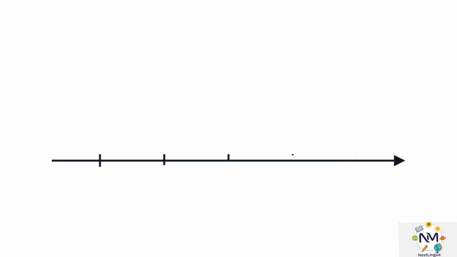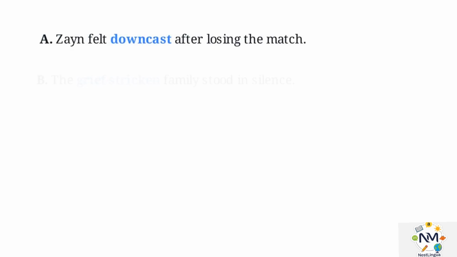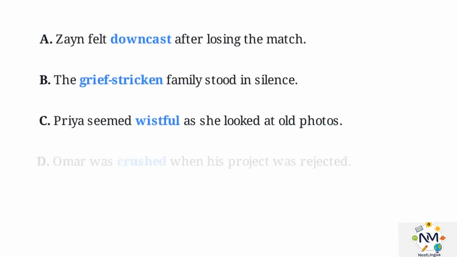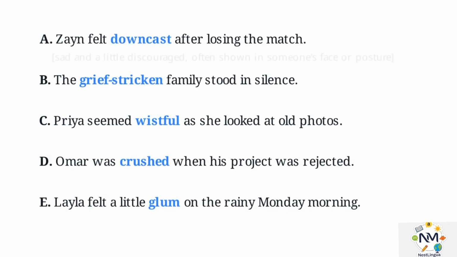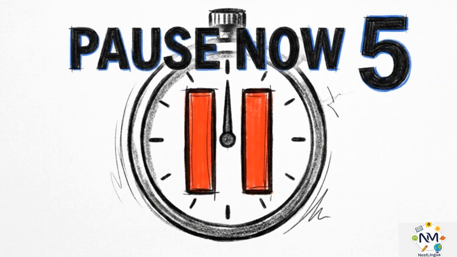Now, let's try building a scale from scratch using a different set of words. Here are 5 sentences. The target words are downcast, grief-stricken, wistful, crushed, and glum. Take a moment to read the definitions for each one. Look specifically for words that indicate how strong or how mild the sadness is. Pause the video here. Evaluate the definitions and rank the sentences from 1 to 5, starting with the mildest feeling.